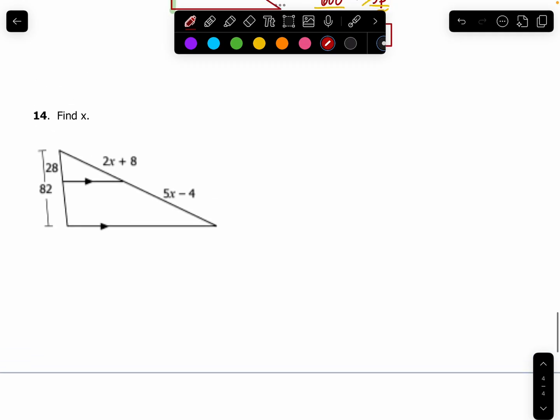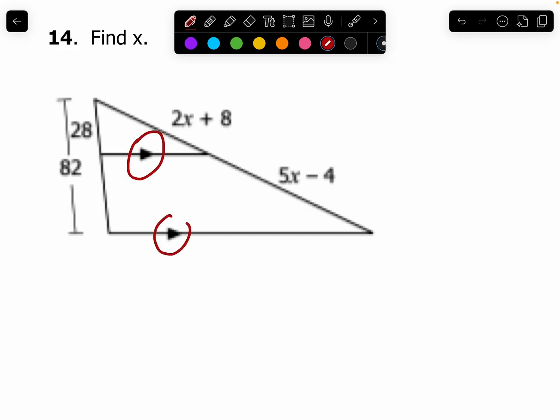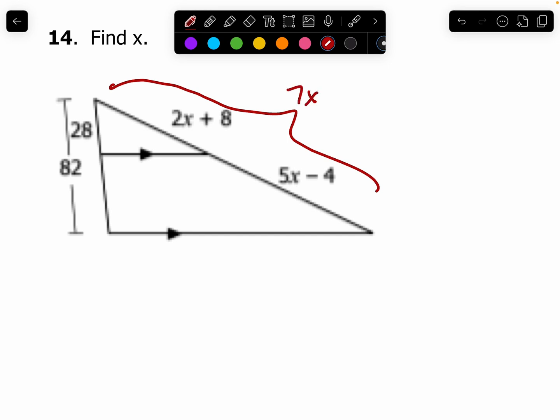Number 14, find x. Solve for x. Alrighty. So we've got this 28 and this 82. Now, since these arrows are here, we don't have to use this total. And honestly, I wouldn't use this total because if we use 82, we have to use this total over here, and that's just going to not be extremely helpful. Actually, no, it would be. I don't think it'd be bad. But anyways, it doesn't matter.